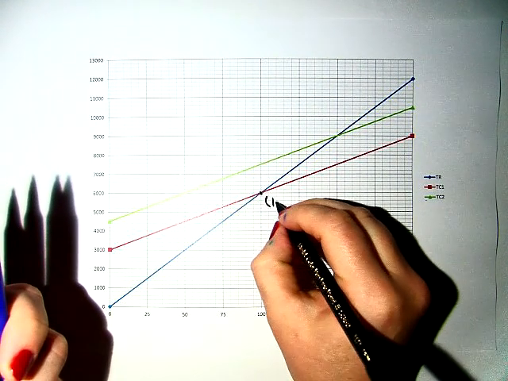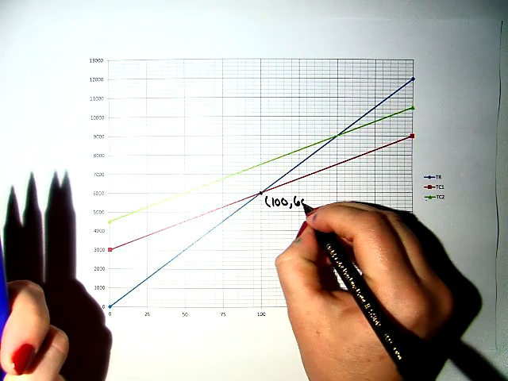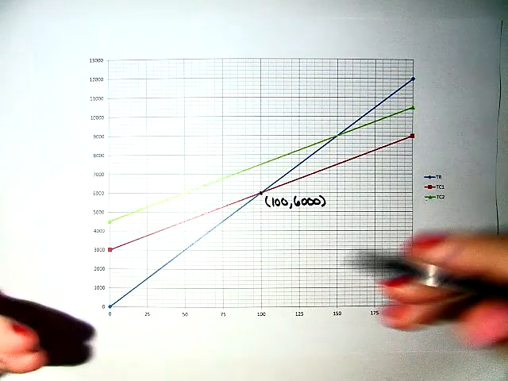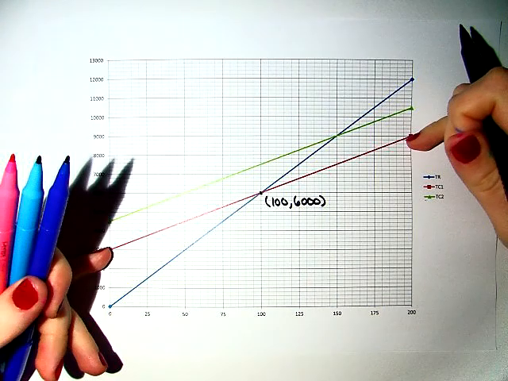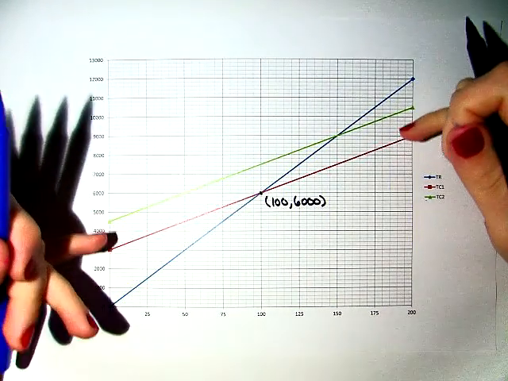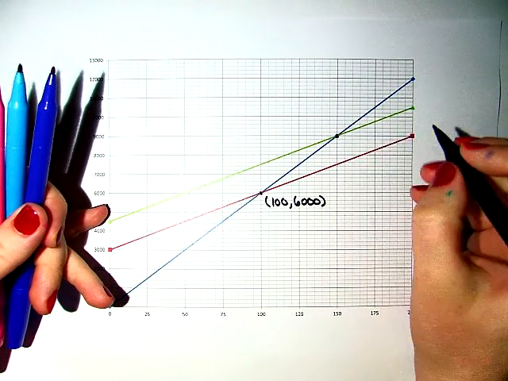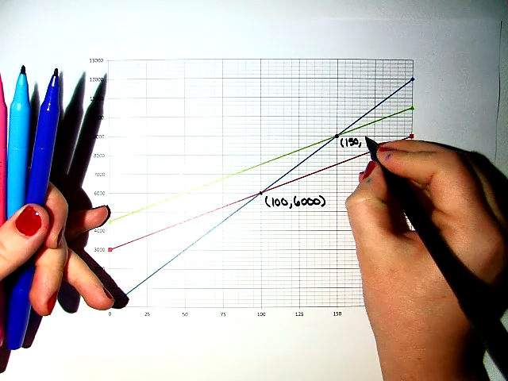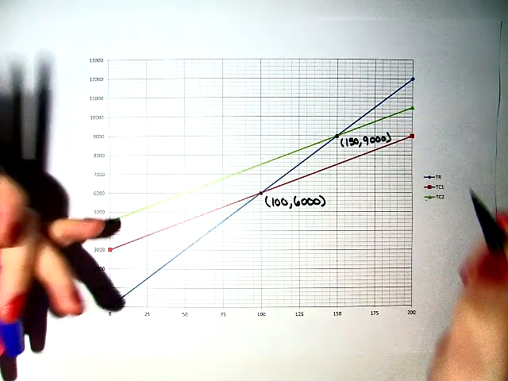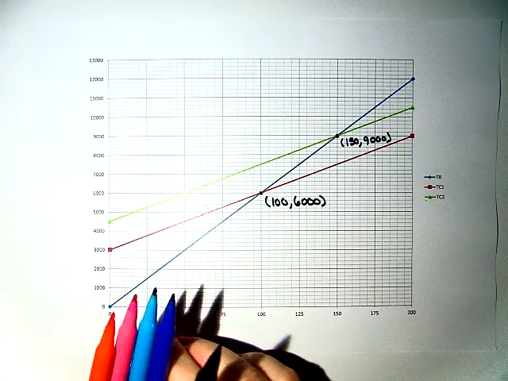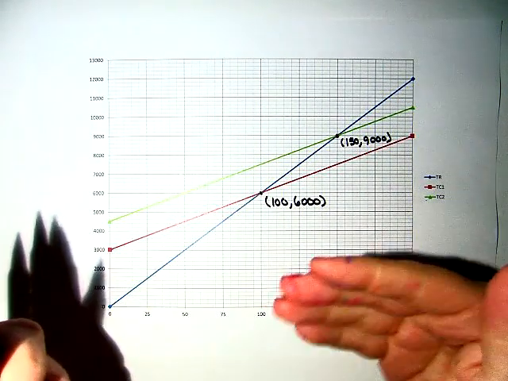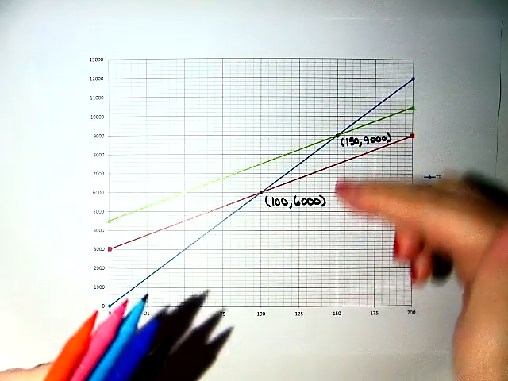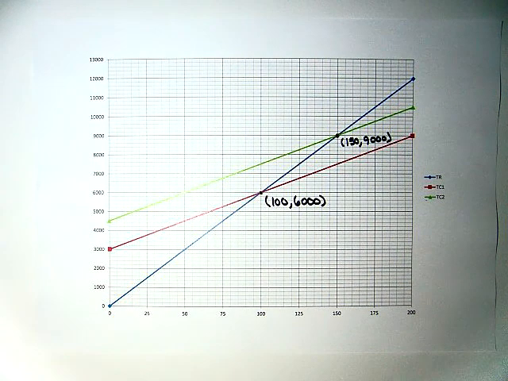The break-even point is 100, 6,000. However, when we adjust the total cost line, the slope doesn't change, but because everything else does, the new break-even point is 150, 9,000. So you need to see how fixed costs, variable costs, and unit costs all affect the graphs and the break-even point.